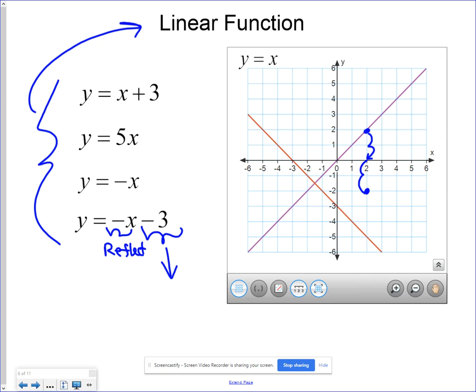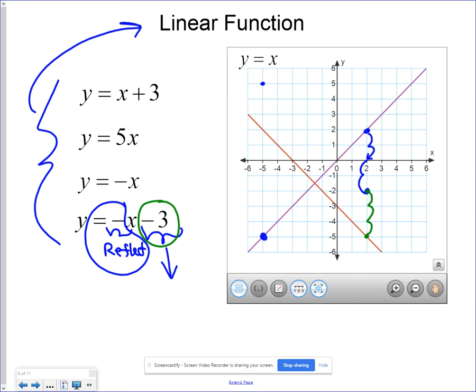But then this -3 will move it down 3 units. So it's going to take this point after you reflect it and move it down 3 units. 1, 2, 3. So there's the new location. Again, let's pick another point. Let's pick this point. So the -x reflects it. How far away is it from the x-axis? 1, 2, 3, 4, 5. So there's its new location.